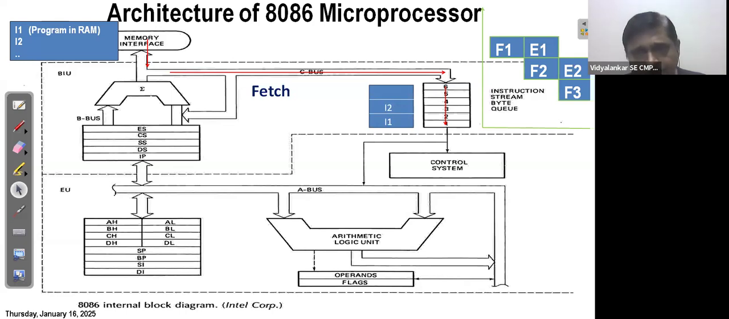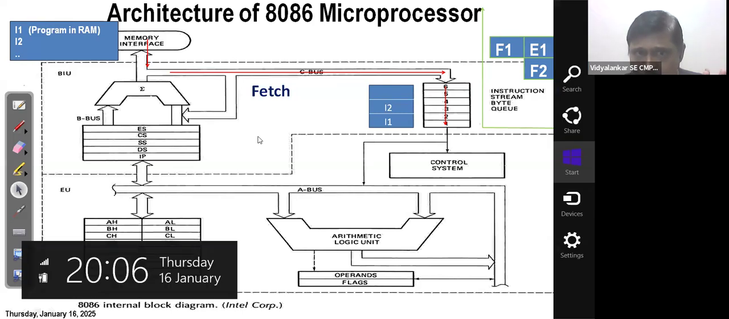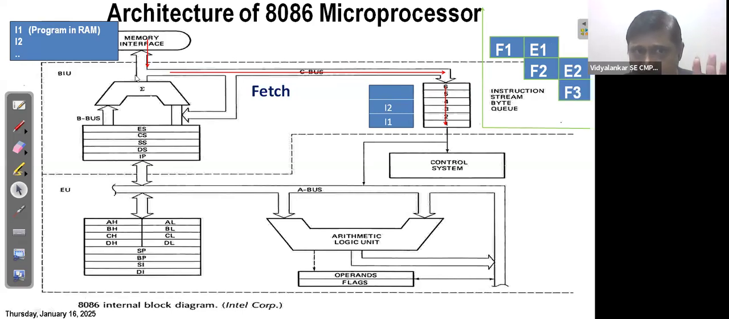Now let's understand how this instruction queue works, because that is the main component of this particular BIU. You can see in BIU, there are 3 main components, number 1, number 2, and number 3. Currently, we are in instruction queue. Let's understand how this instruction queue works.